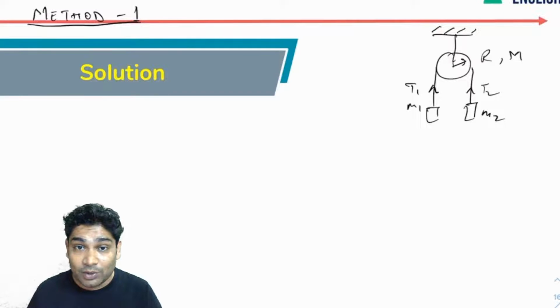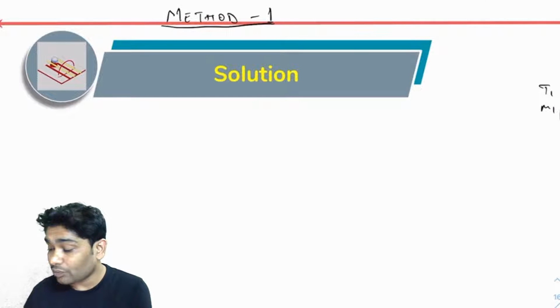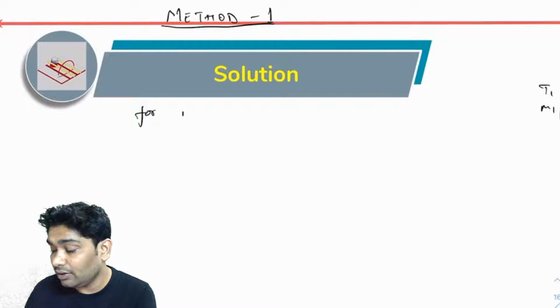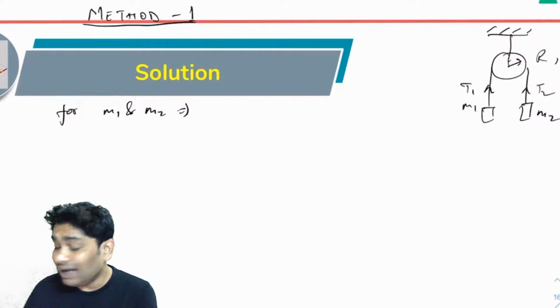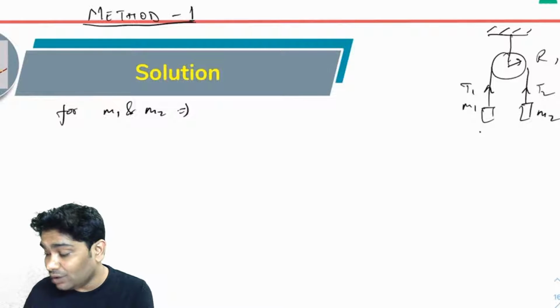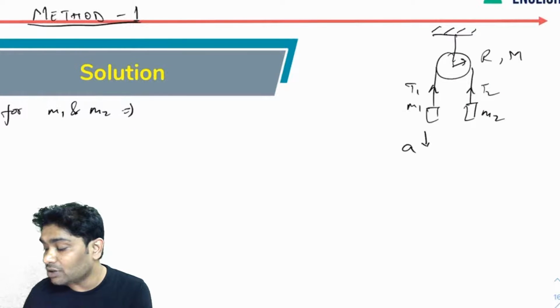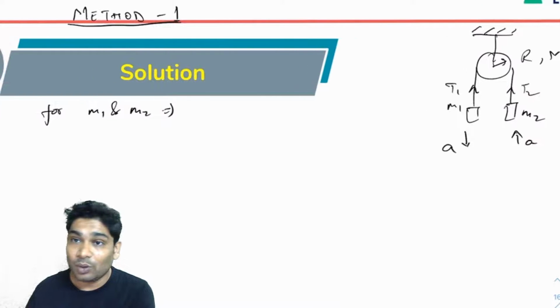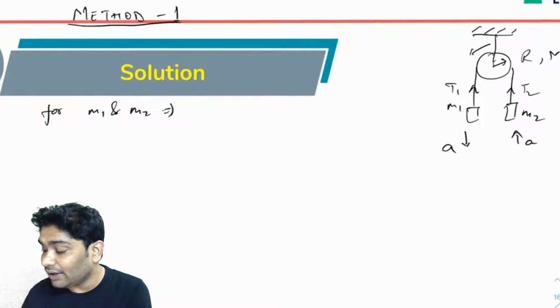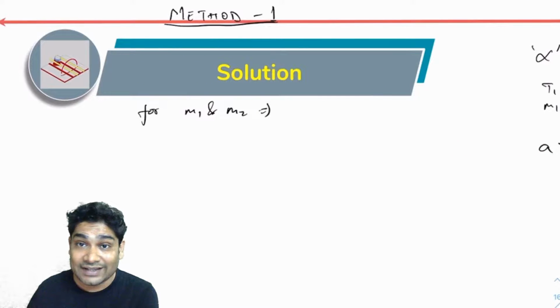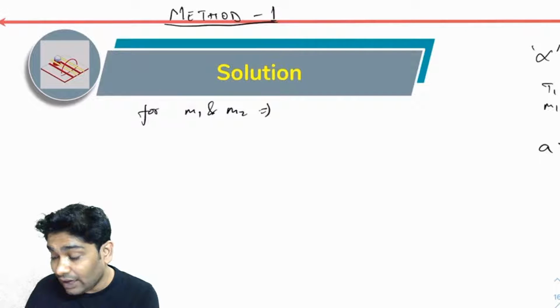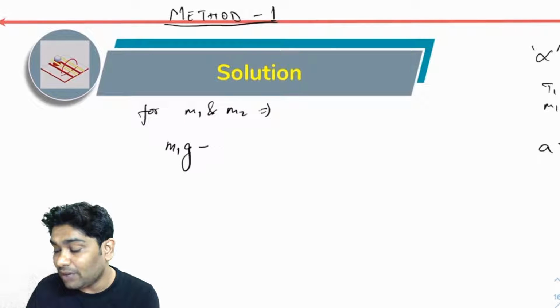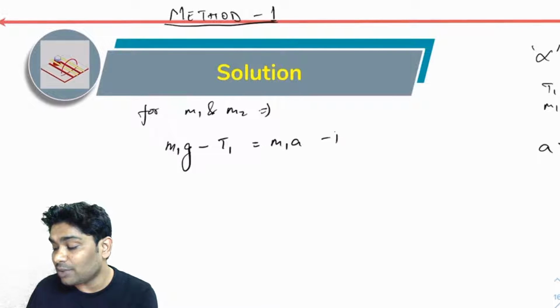So first let me write the equation for M1 and M2. What do I know? I know that I'm assuming at this time that M1 is going down with some acceleration a and M2 is going up with some acceleration a. Okay, and the pulley of course would be turning like this with some angular acceleration alpha. Okay, so let's see what equations I have. So for M1 I can write M1g minus T1 equals M1a. So that's my first equation.